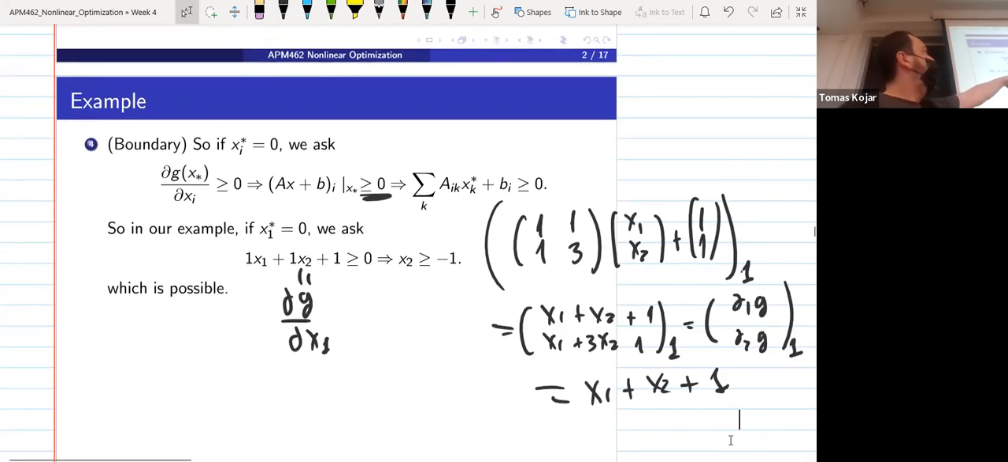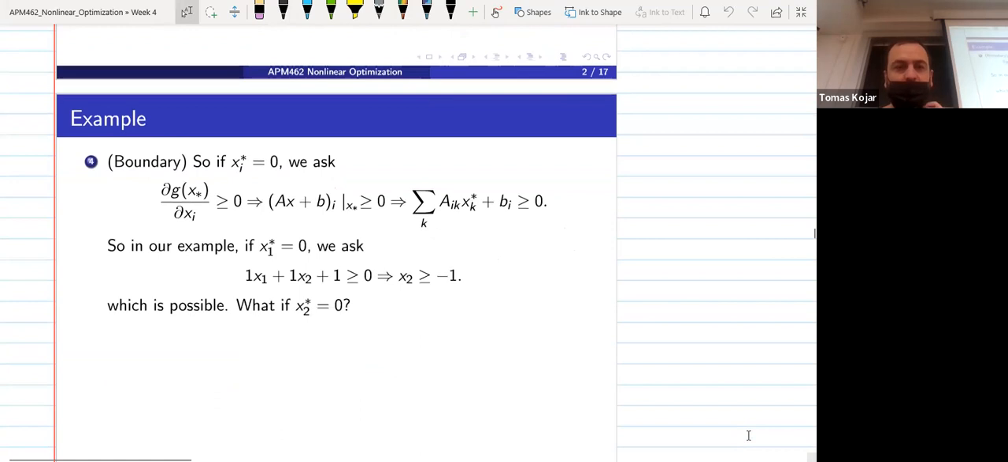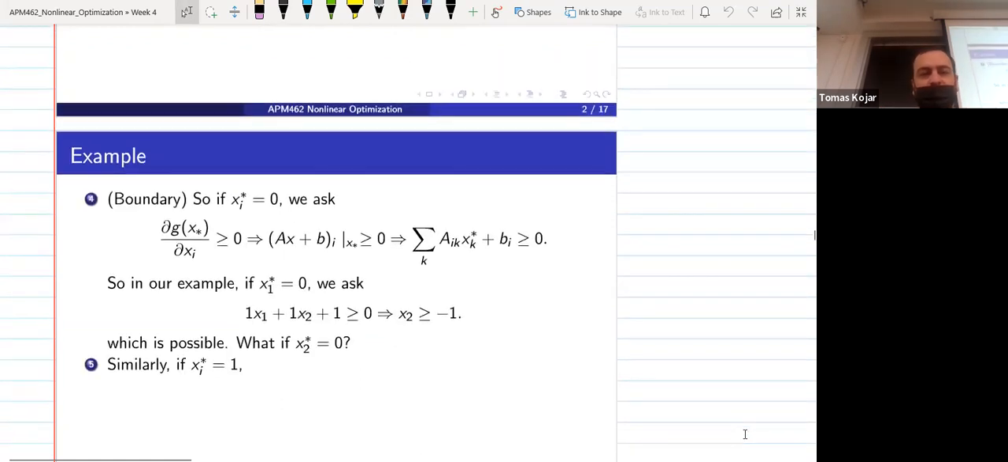And this is always possible. So there's no contradiction, and it could be possible that your minimizer is at the lower bound. I will give you the minimizer in a second, but this is possible because the xi's are in [0, 1]. So you don't get any contradictions. All right, next one, x2, I will leave that to you.